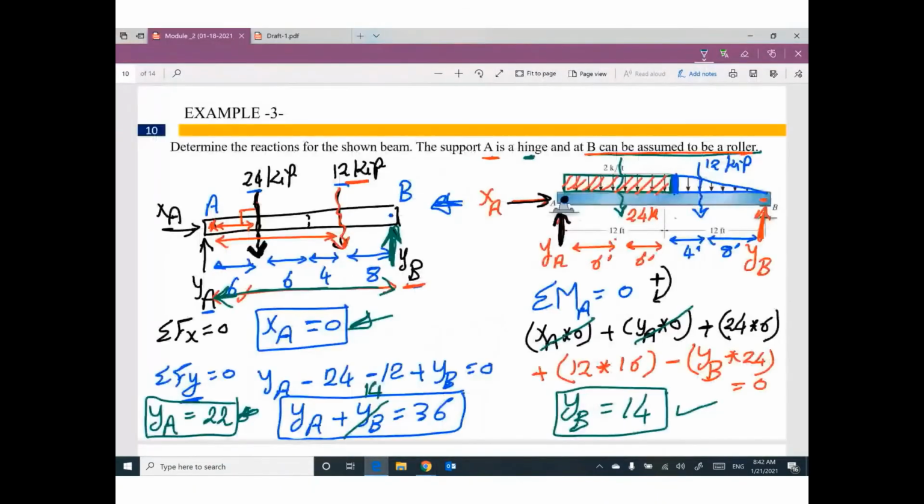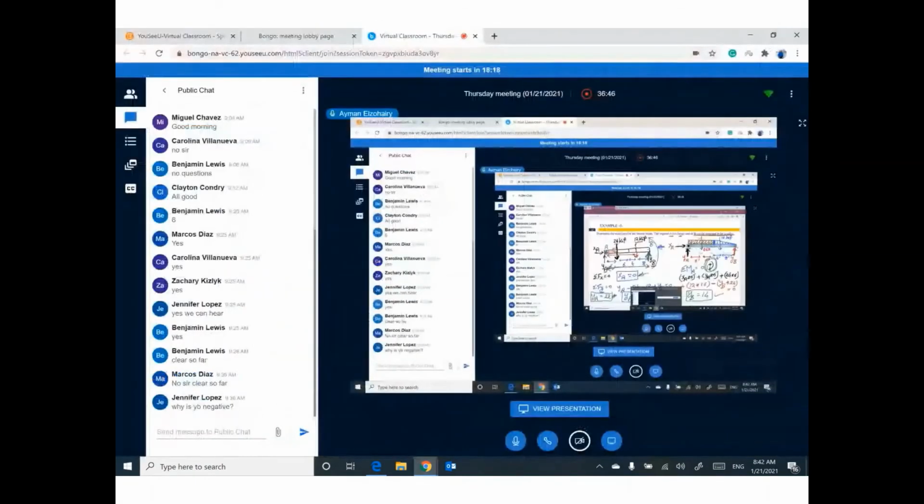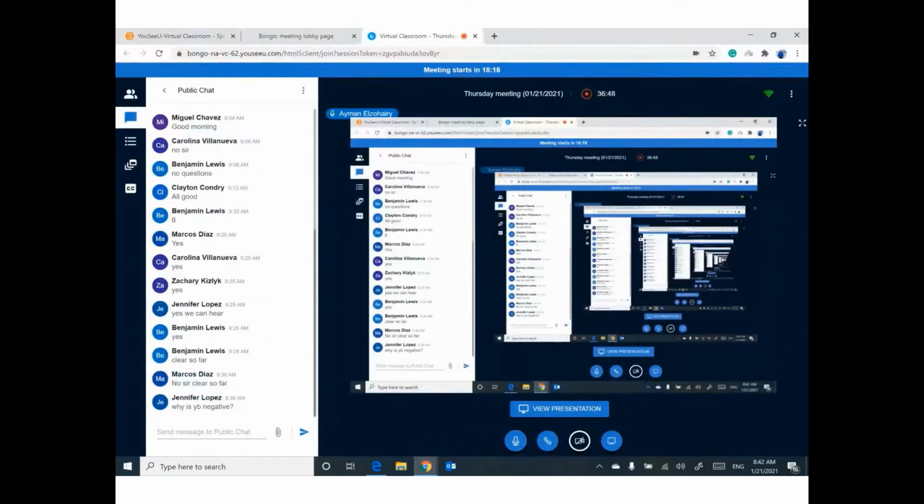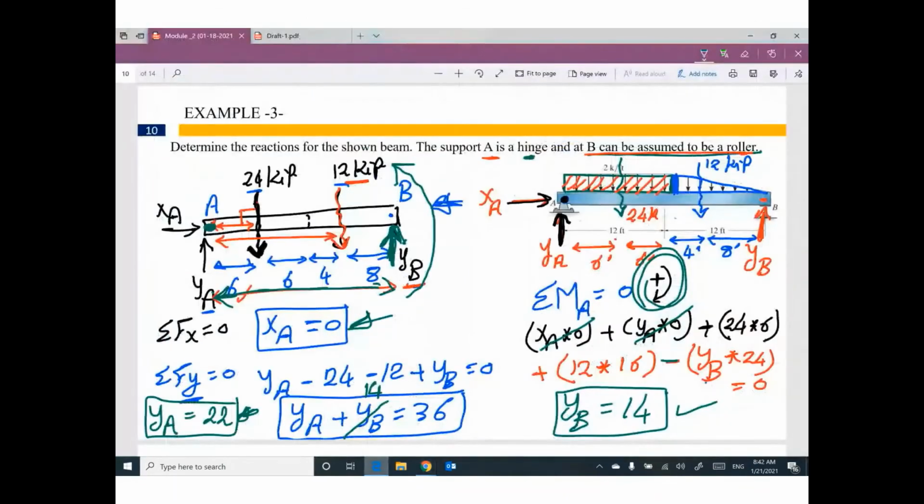So is it clear right now? So YB is negative because YB is going up. Times this distance will rotate like this around point A, which is opposite to your assumption. So I assumed it negative. Jennifer, is it clear? Okay. One more example.